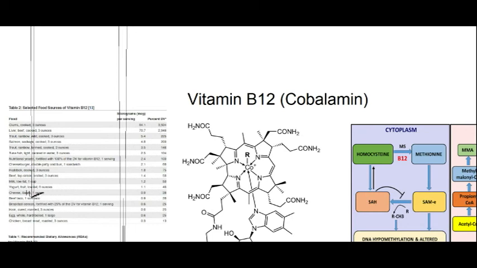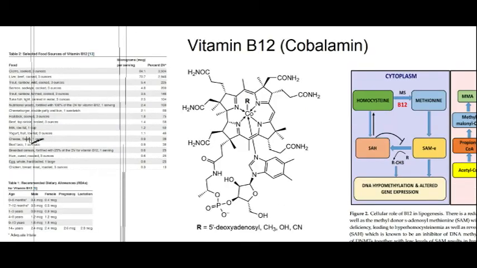So then we get to vitamin B12, or cobalamin, which is this large molecule here, and this can have 4 different forms, where this R group here can be substituted out for one of these 4 different things. So we can have the hydroxycobalamin and the methylcobalamin and the cyanocobalamin and the adenosylcobalamin.